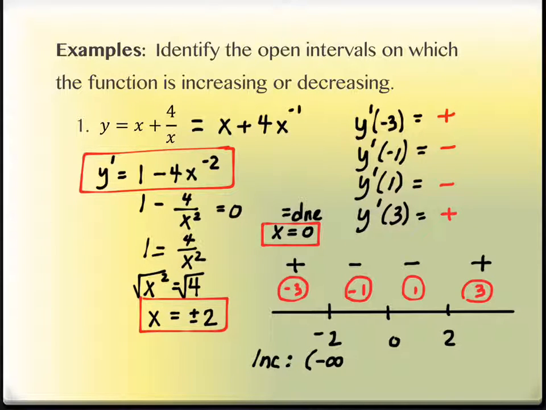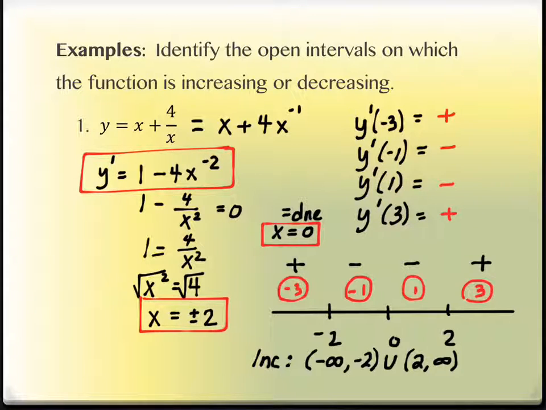Does this look familiar? We start with the negative infinity in parentheses. We're always increasing or decreasing on open intervals, so we use parentheses on everything. So that's kind of nice. Don't have to worry about open or closed, they're always open. And there's another piece of the graph where it's also increasing, so I'll put a U for union in between. The other piece of the graph is where? 2 to infinity. Okay, is everybody good with that?